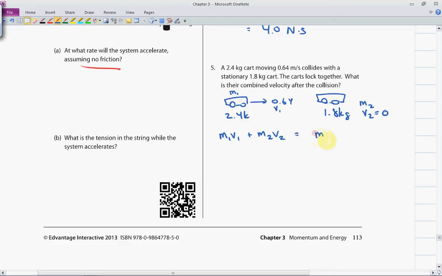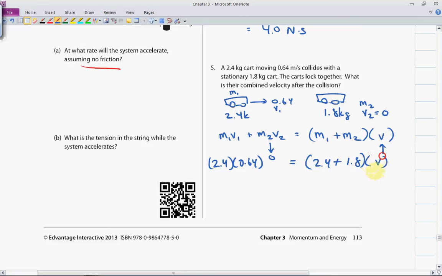In the end, they lock together. We show that by putting the two and multiplying by the same velocity. This is the combined velocity of the pair. So this one is 0. m1v1, 2.4 times 0.64 must then equal 2.4 plus 1.8 times v. Solving for v, we get 0.366 meters per second. Final answer.